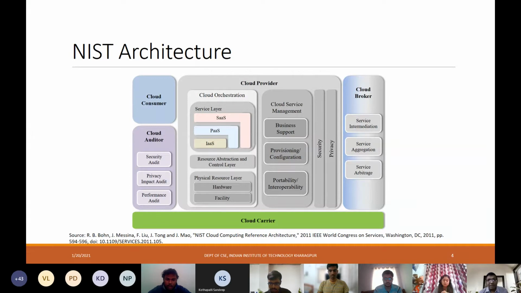So all of these different components, the 4 major components that I talked about: cloud orchestration, cloud service management, security, and privacy, will have to be packaged together and taken care of by the cloud provider. So well and good, but then there is something that will have to be done between the cloud consumer and the cloud provider.